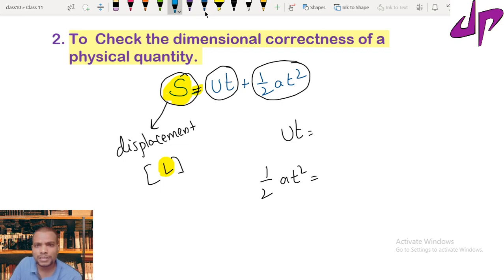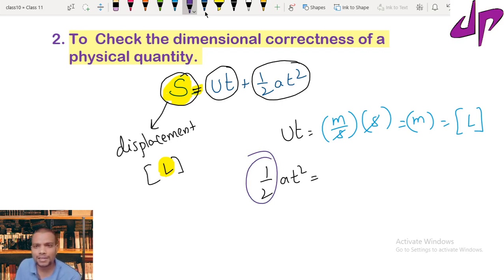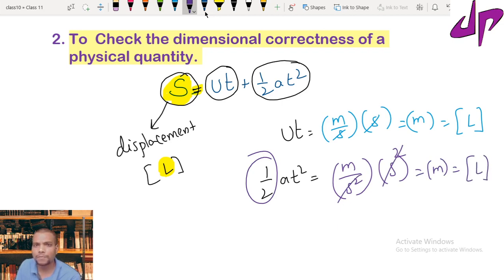u is the initial velocity, so velocity units are meter per second, and t is time, units second. The seconds get cancelled, we end up with meters, and meter's dimensions are nothing but L. To check half at square, half is a constant and does not have dimensions. For acceleration, the units are meter per second square, and time units are second, which become second square. Now second square gets cancelled, we end up with meters, so it also has dimensions L.